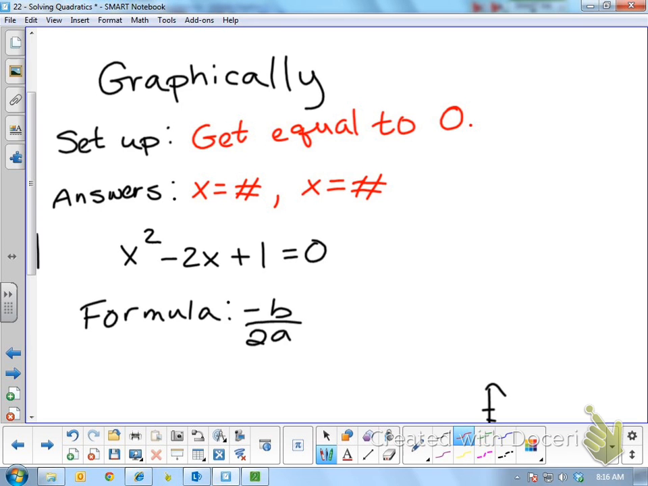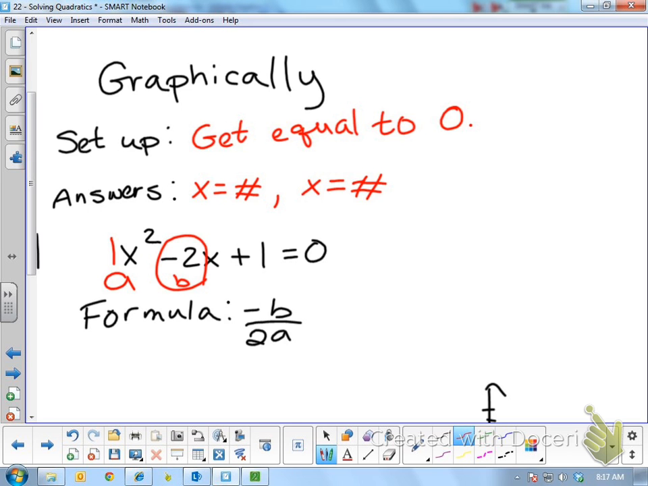So, we need to identify a and b before we can use the formula. a is the number in front of x squared. We do have an x squared, but nothing written, so that means a is 1. What about b? Negative 2. Remember, we don't want the x with it. We're just looking at the number in front.